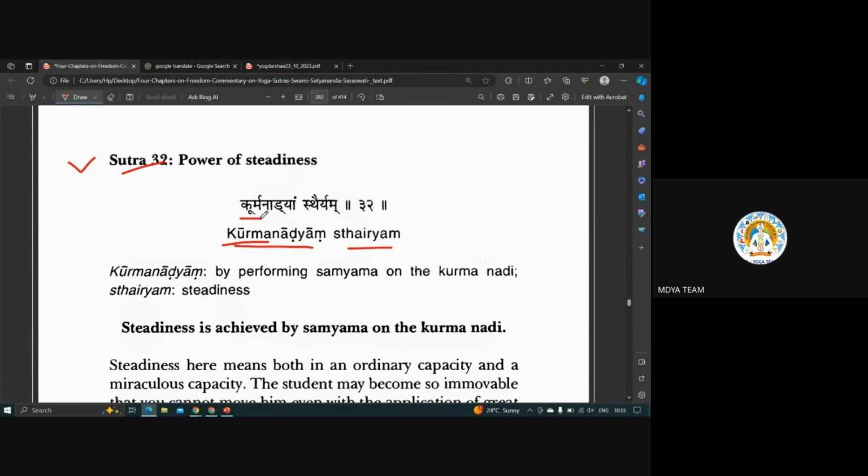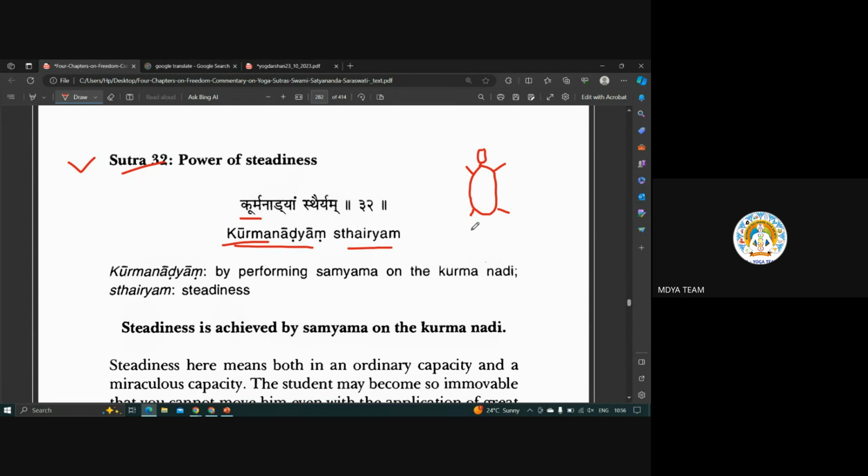Kurma is a nadi. Not an asana, that's why I'm asking you. Kurma is not an asana. Kurma is one kind of nadi and its location is in our sternum region, on the chest. Its structure is like a tortoise. That's why yogis call it the Kurma-nadi.